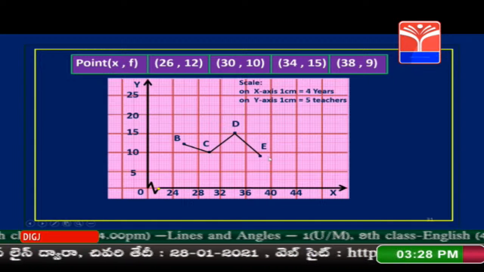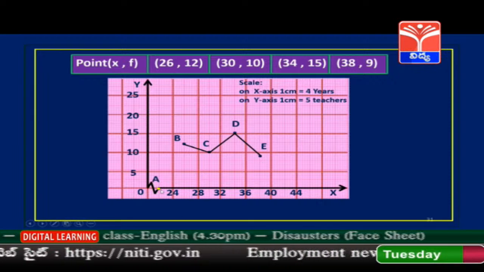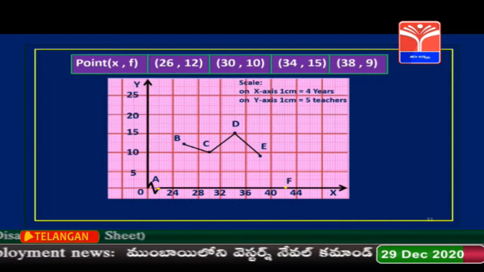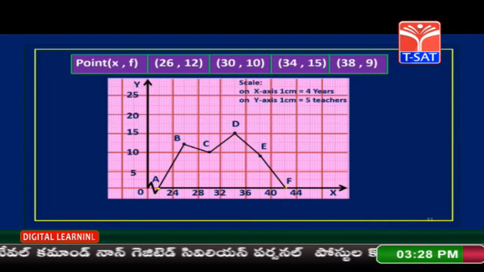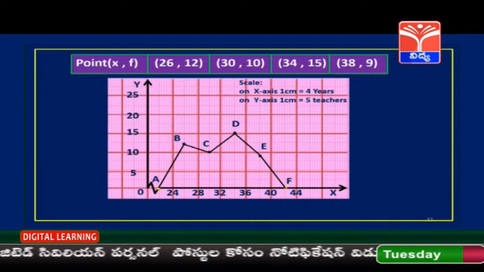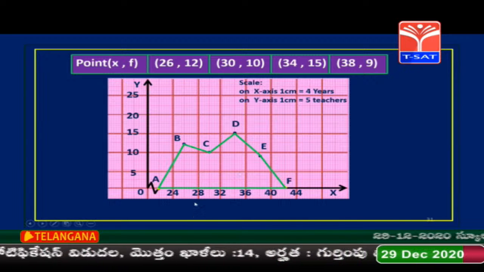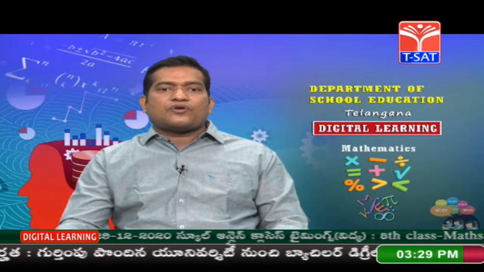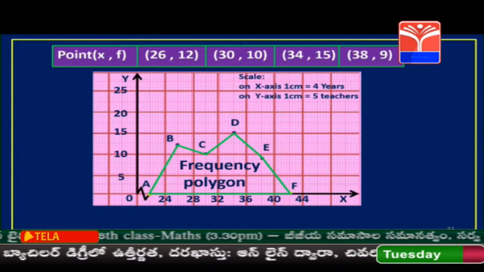Next what you have to do? Yes, we have to take the midpoint of the previous class. I am getting it here. I am naming it as A. I am taking the midpoint of the next class. So I am taking the point as F. Now I am joining AB, I am joining EF. So I can say A, B, C, D, E, F is a polygon. Children, what is this A, B, C, D, E, F? Yes, it is a polygon. Here we constructed the polygon without using a histogram. What is this, children? Yes, it is a frequency polygon.